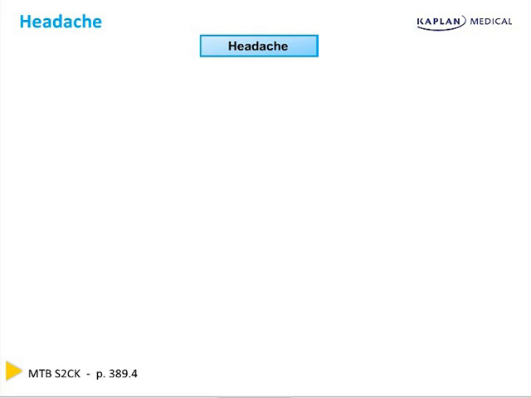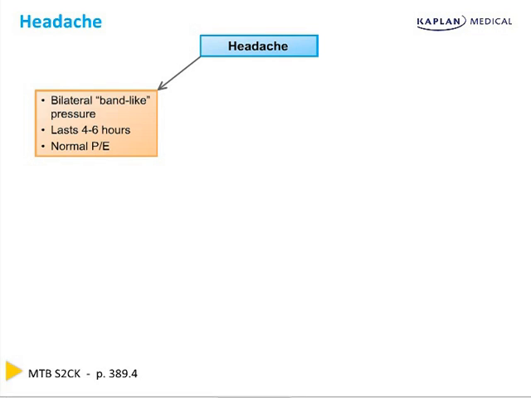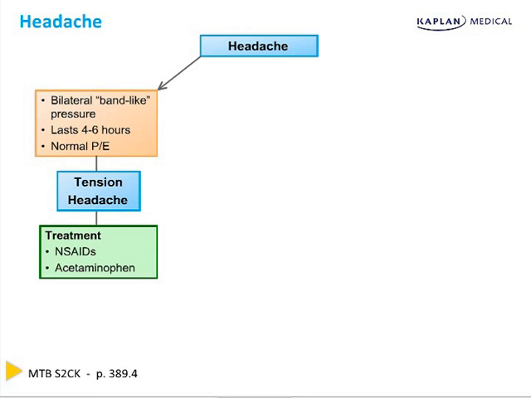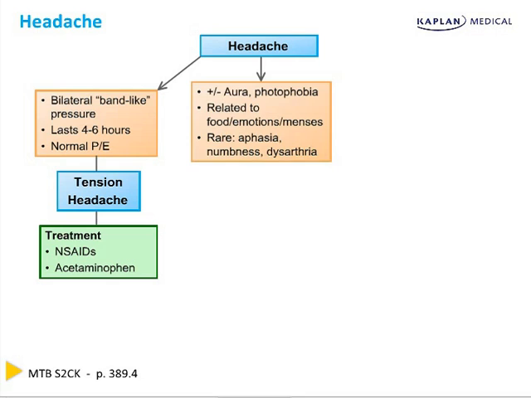In evaluating headache, look for the associated symptoms, such as a band-like pressure around the head. It lasts for a few hours, with a normal physical exam. It means you have a tension headache, and all you have to use is some non-steroidals and acetaminophen. Now, if you see an aura described in the case, photophobia, if it's related to foods or emotions, if it's related to menstruation, catamenial headache means a headache related just to the period. Look for people eating chocolate or cheese, red wine.